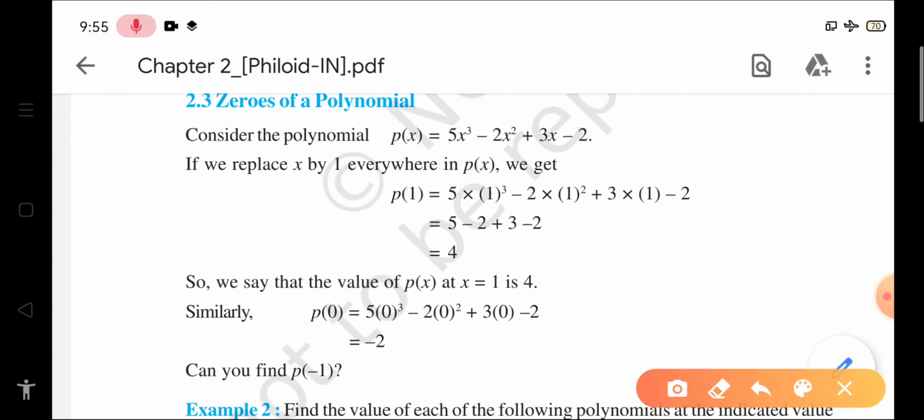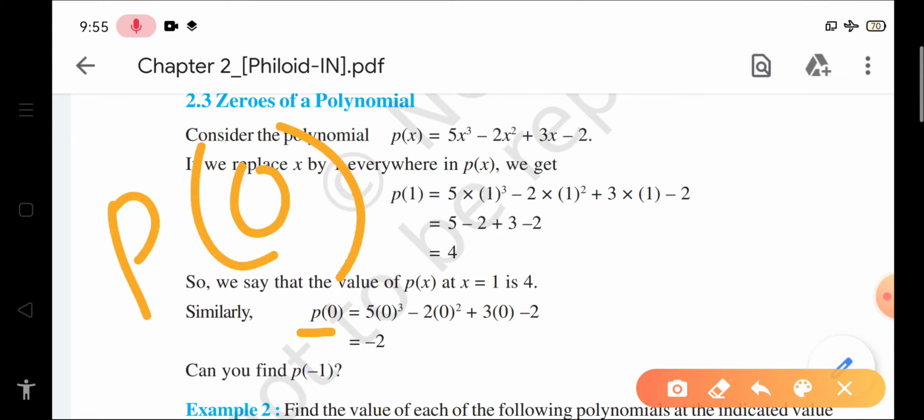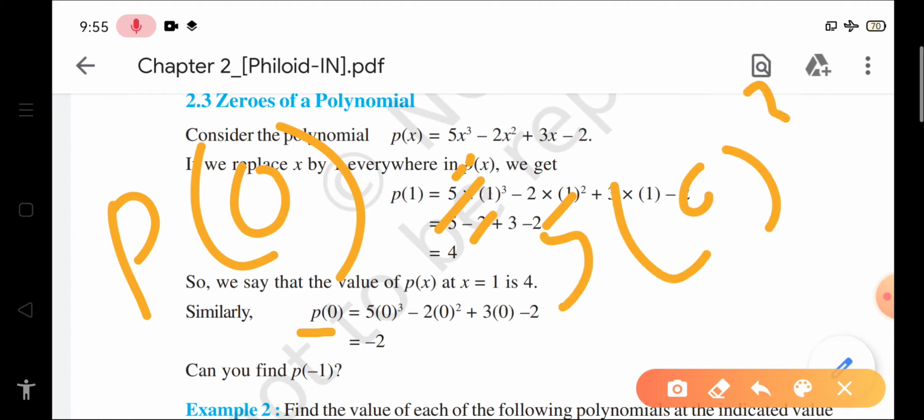So you will solve this. 1 cube is 1, so 5 ones are 5, 1 square is 1, 2 ones are 2, 3 ones are 3, and minus 2, and then p(1) is equal to 4. So you will write p(1) is equal to 4. Then similarly if it is written here p(0), we have to put 0 at all places of x. 5 into 0 cube minus 2 into 0 square plus 3 into 0 and minus 2. So it is equal to minus 2.